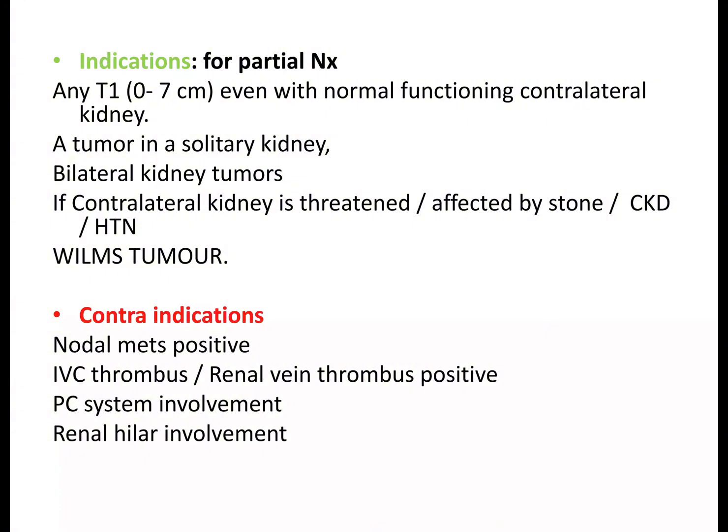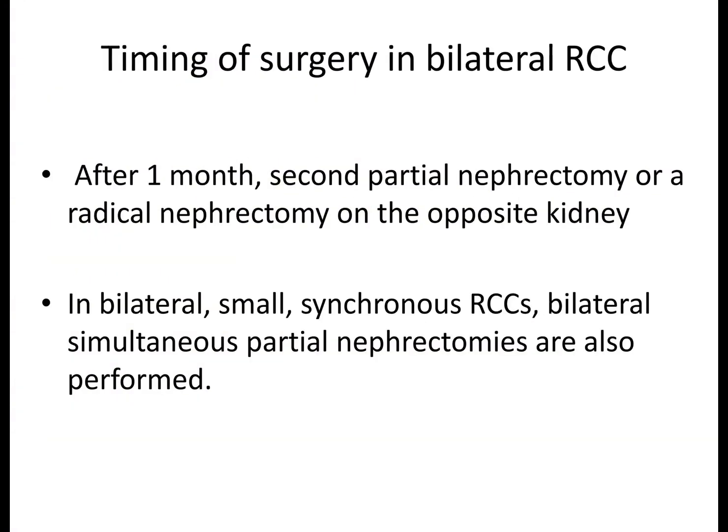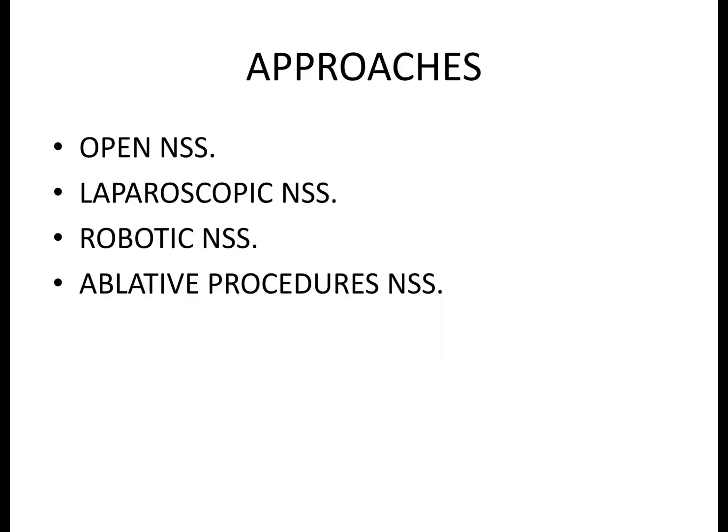Now the scenario: if you have bilateral renal masses, how do you operate on that patient? So we have two options. If the masses are small, we can go for bilateral partial nephrectomy. If the masses are large, then we will operate partial nephrectomy on one, and then the partial nephrectomy of the other one after 1 month.